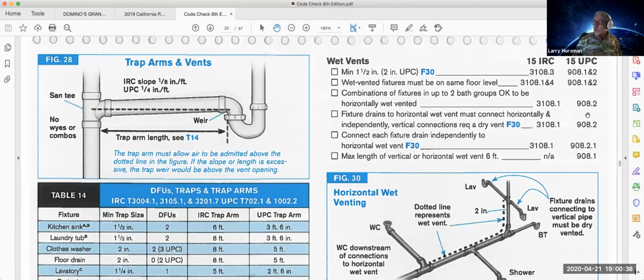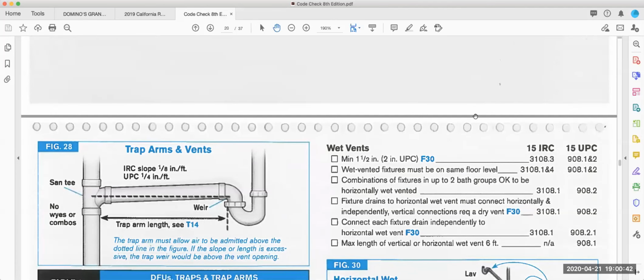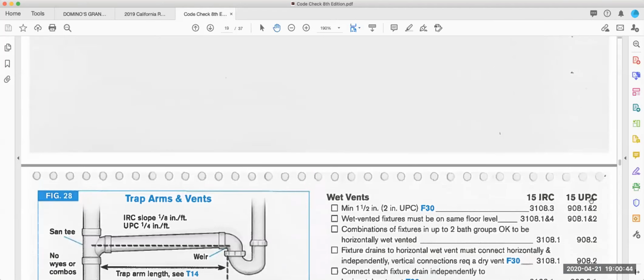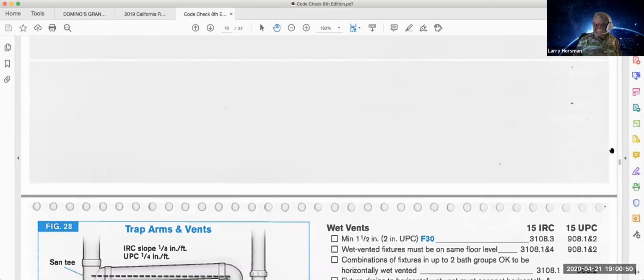I'm just going to send you the Uniform Plumbing Code stuff, since maybe that'll stop. Oh, barely. Maybe.